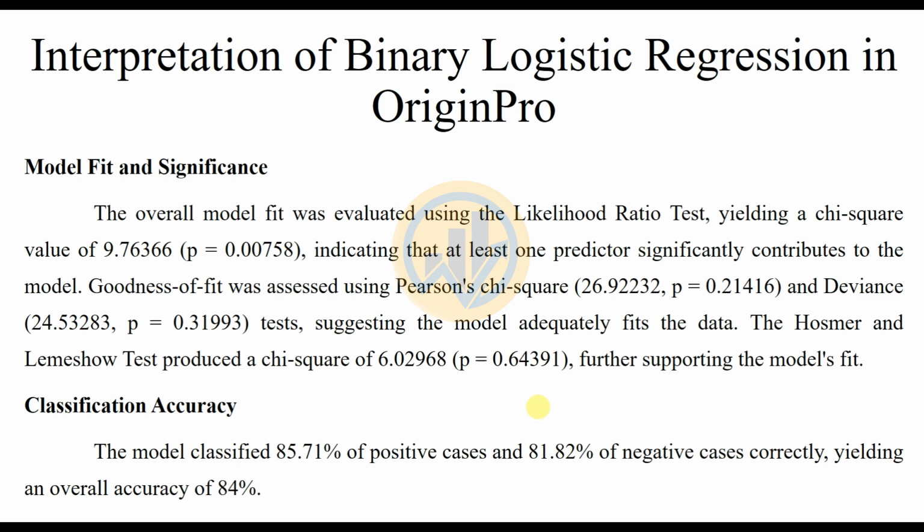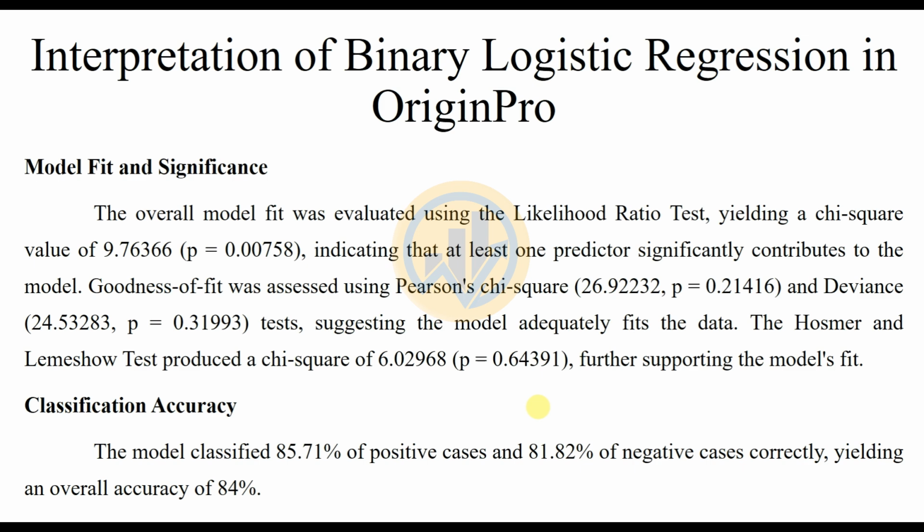The goodness of fit was assessed using the Pearson chi-square of 26.92232, p equals 0.21416, and deviance of 24.53283, p equals 0.31993, suggesting the model accurately fits the data. The Hosmer and Lemeshow test produced a chi-square of 6.02968, p equals 0.64391, further supporting the model fit.